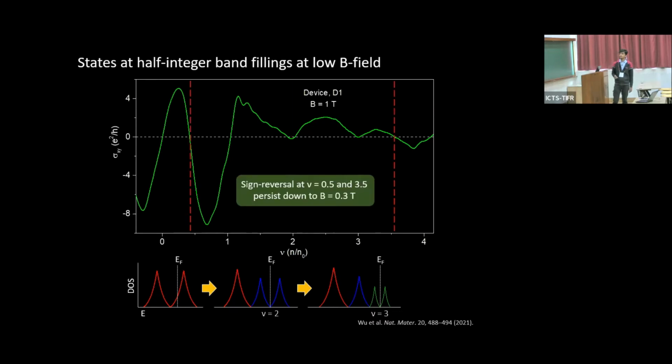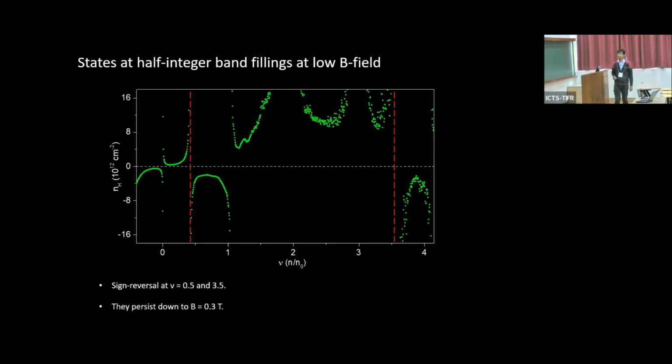Now coming to the feature at half integer filling. Note that they persist down to 300 millitesla in our measurement, which is a very low magnetic field. Now we have also plotted Hall density as a function of band filling, so you get an idea about the topology of the Fermi surface. Here this is showing more or less similar features. You see a sign change at 0.5, you see a sign change at 3.5, and a reset type of picture at 2 and 3.